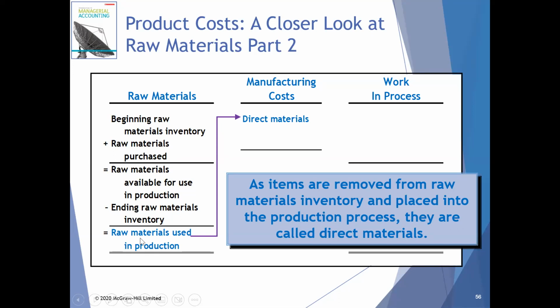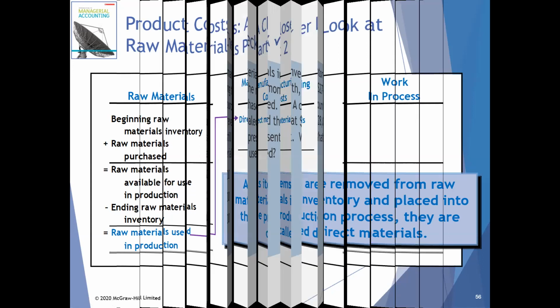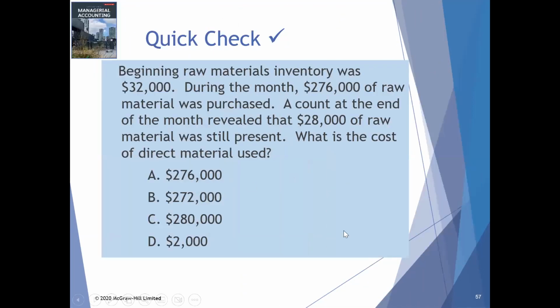Next, I gave you one example of the raw material. There were two big paper rolls, three added, right? So 2 plus 3 is 5. At the end of the period, we say there was only one. Then 4 is the direct material that we used. Okay. Now next, quick check.